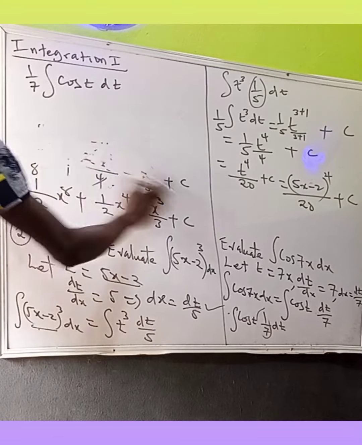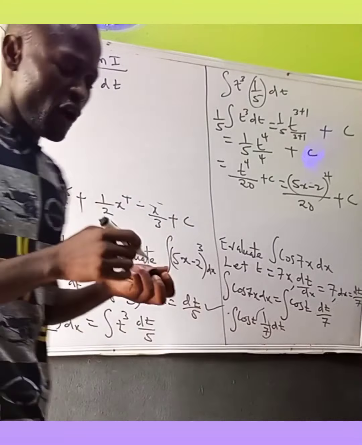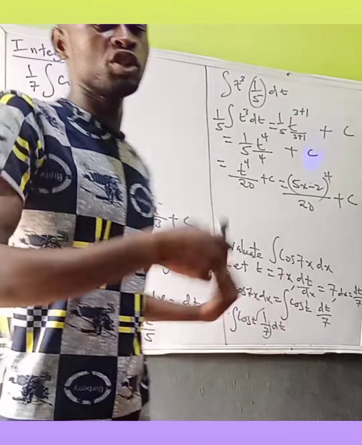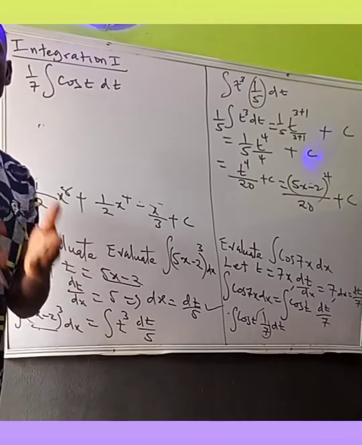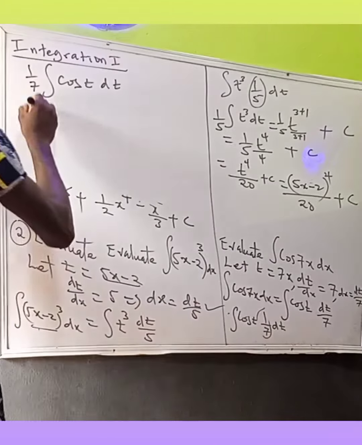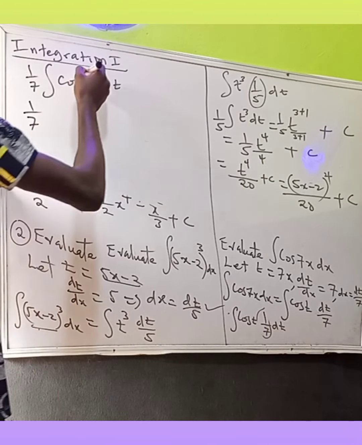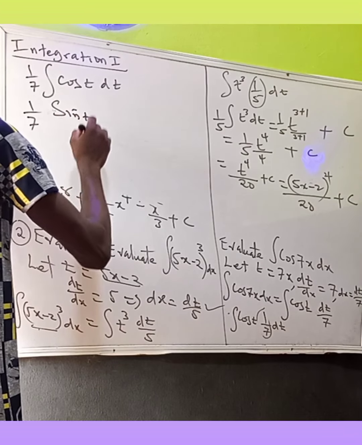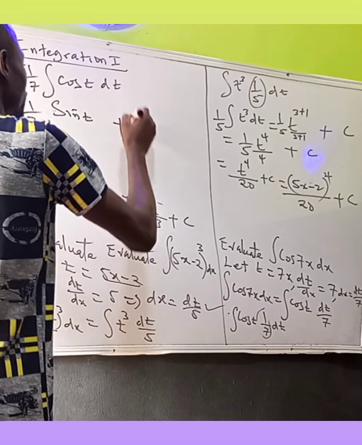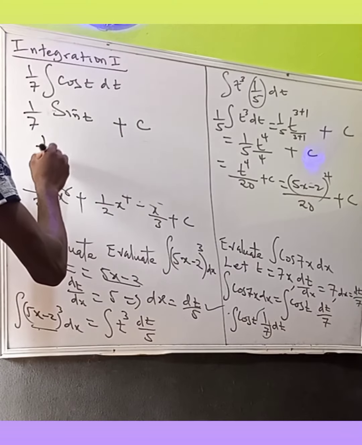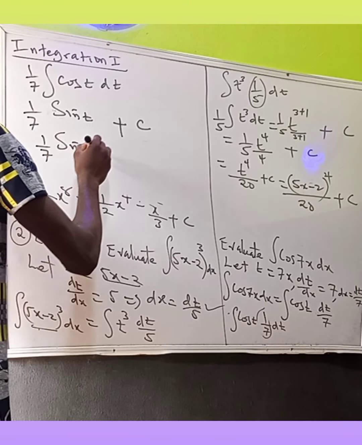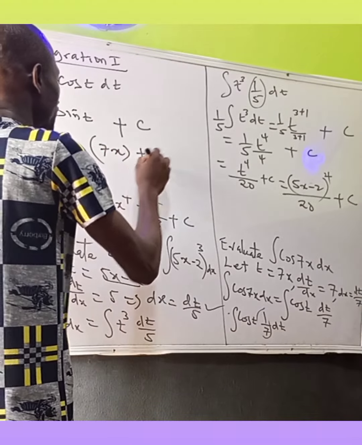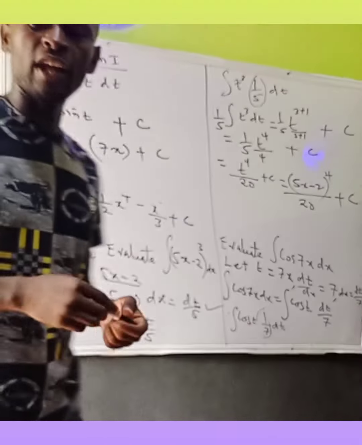Now if you ask yourself how to integrate cos t, we have what we call standard integrals, which is in my video. So you have to watch my video on standard integrals. So we're going to have 1 over 7, the integral of cos t is sine t, then plus the constant c. Because t was 7x, the answer is 1 over 7 sine 7x plus c. That becomes the answer to that question.